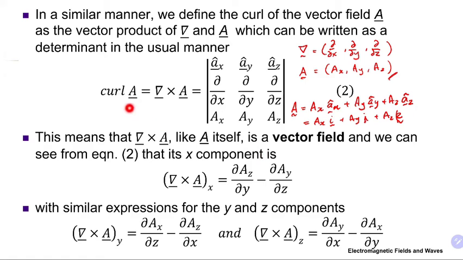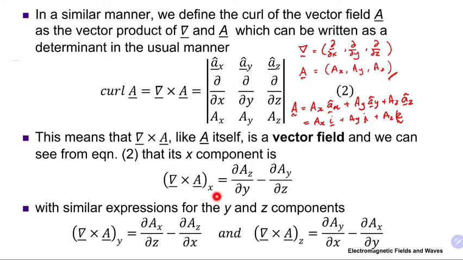So your curl is the unit vector on the top row. Second row is this. Third row is this. And then you just do your determinants. And then you end up with another vector. The curl of A is also another vector field, and we can solve this in each component.